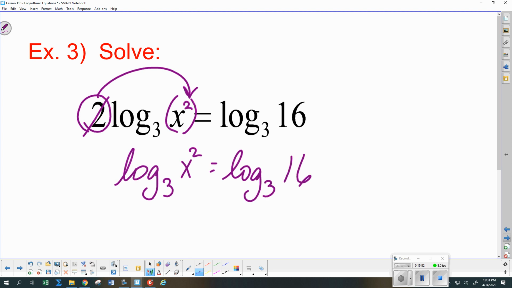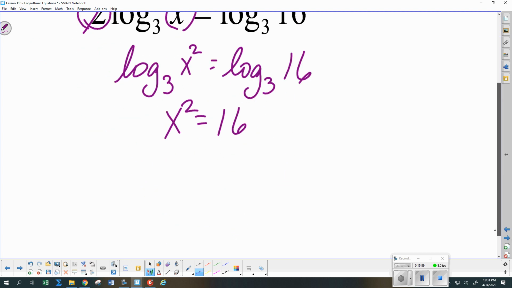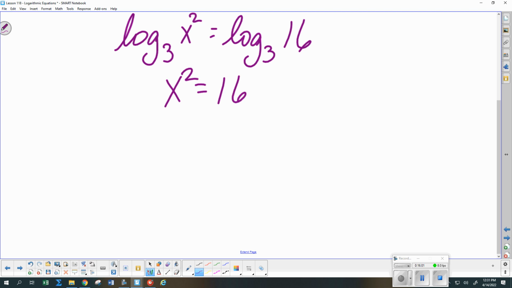Log 3 equals log 3. Arguments are equal. X squared is 16. What 2 answers can I have for x? Wyatt? Plus or minus 4. And again, I don't care if x is positive, negative, or 0. All of those work in some log problems.